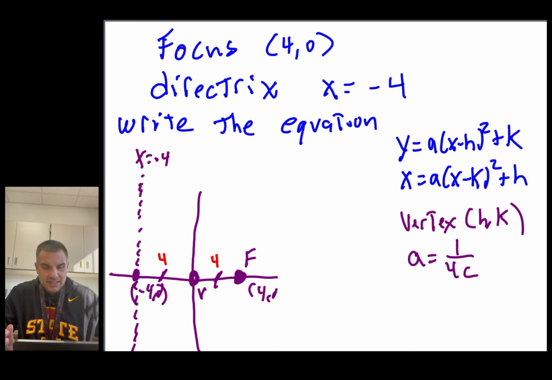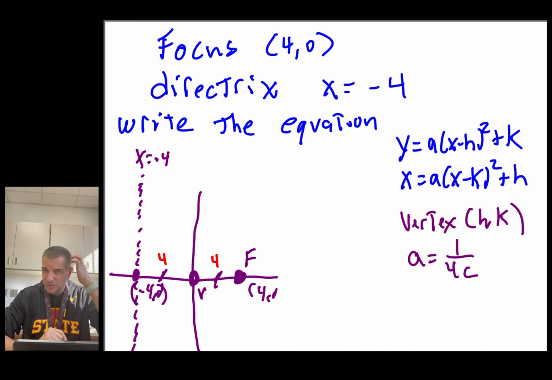Okay, the next thing we need to figure out is which way this opens. We know the vertex, and we can find the A value in just a second. But which way does this open? Does it open up, down, left, or right? That's why it's so important to draw it.